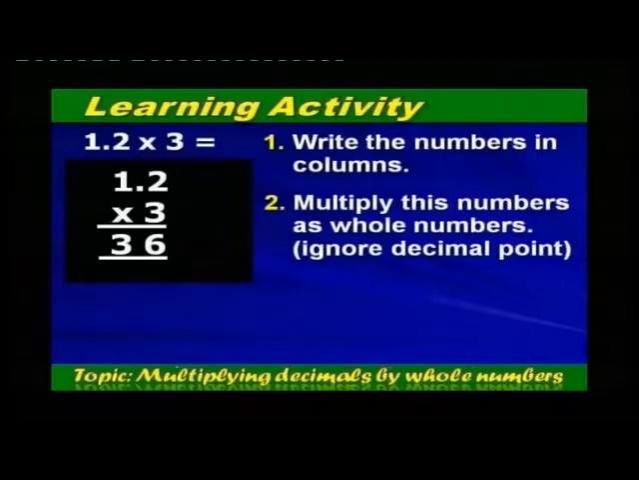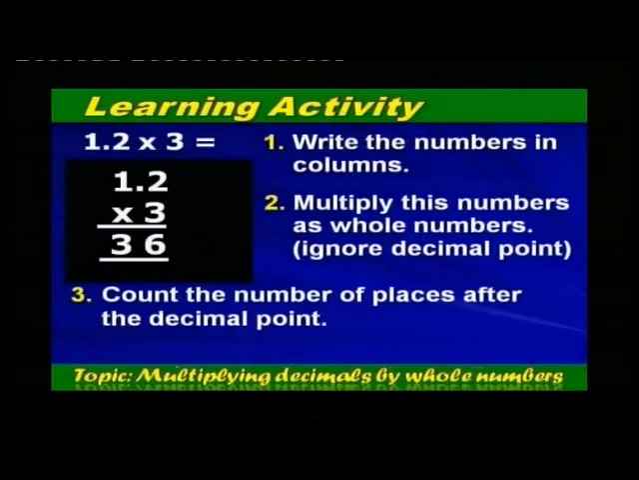You can see the example given on the screen. I did not consider the decimal point, so I just multiply 12 times 3. And what is the answer there? 36. 12 times 3 is 36. That's ignoring the decimal point.